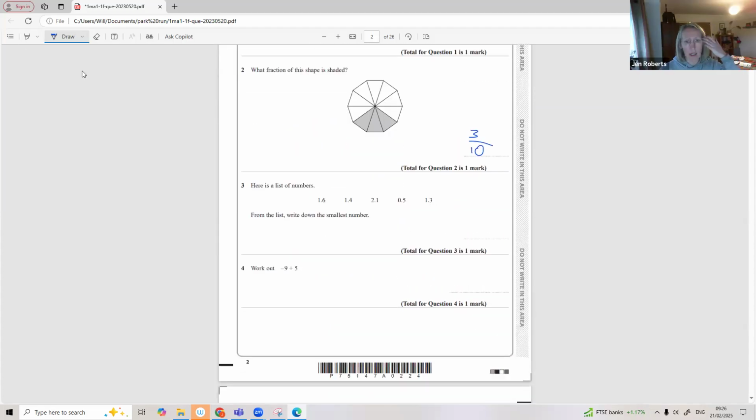Here's a list of numbers. From the list, write down the smallest number. So if you just look at the place value of the first digit, we can see that 0.5. Oh, that's all we need, the smallest number, 0.5.